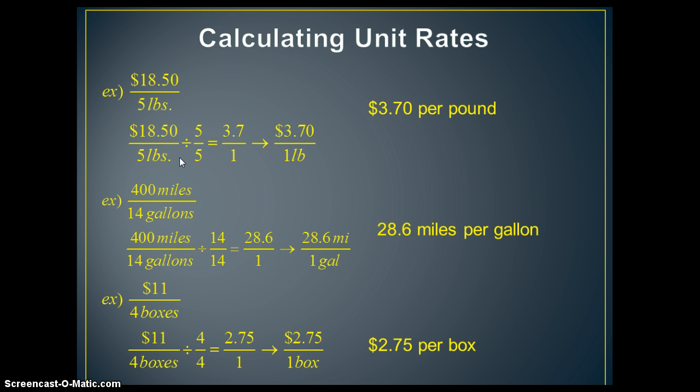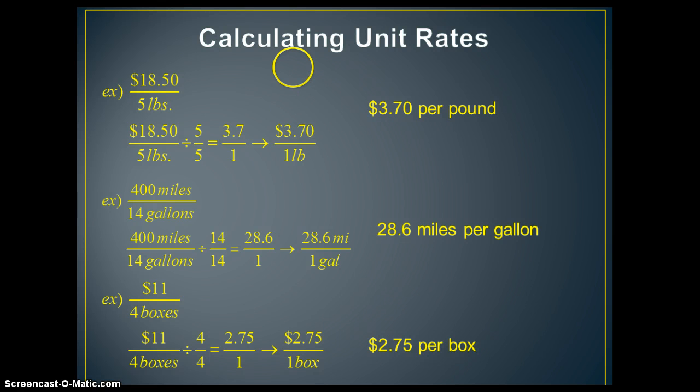Well, the best way, we need to get the denominator to be 1. Well, how do I take 5 and turn it into 1? I divide it by 5 because 5 divided by 5 is 1. So what I do to the top, I always have to do to the bottom. That keeps it equal. So divide and I get 3.7 over 1. Now, we don't say $3.7. We say $3.70 for 1 pound. And then you should be able to say that out loud so you can explain your answer. That means I'm going to pay $3.70 per pound or for 1 pound.